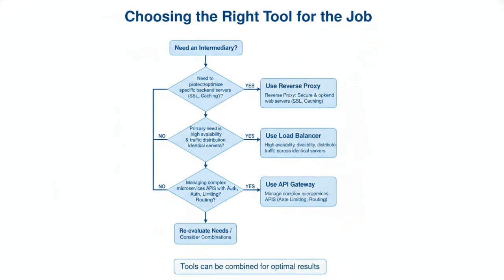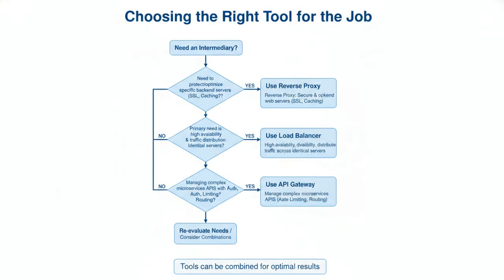If your primary goal is to secure and optimize a single or small group of backend web servers, handling tasks like SSL termination and caching, a reverse proxy is your go-to. If you're building a highly available and scalable application that needs to distribute incoming requests across a pool of identical servers to handle high traffic, then a dedicated load balancer is essential. Finally, if you're managing a complex microservices architecture with numerous APIs requiring advanced features like authentication, rate limiting, and sophisticated request routing to different services, an API gateway is the most comprehensive solution.